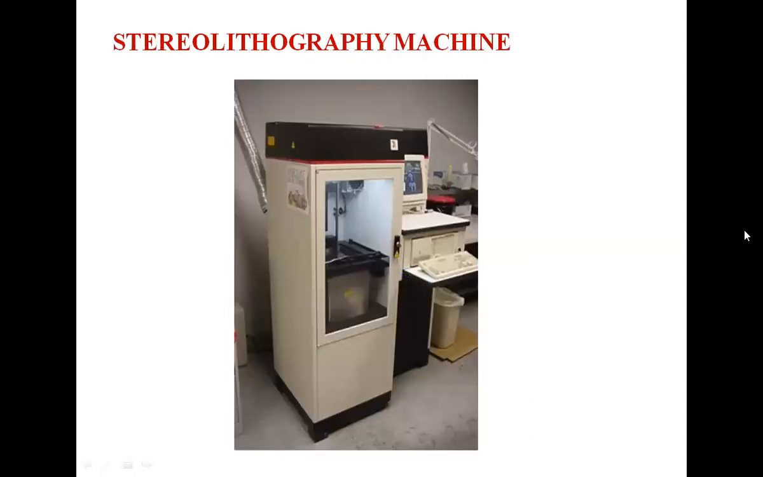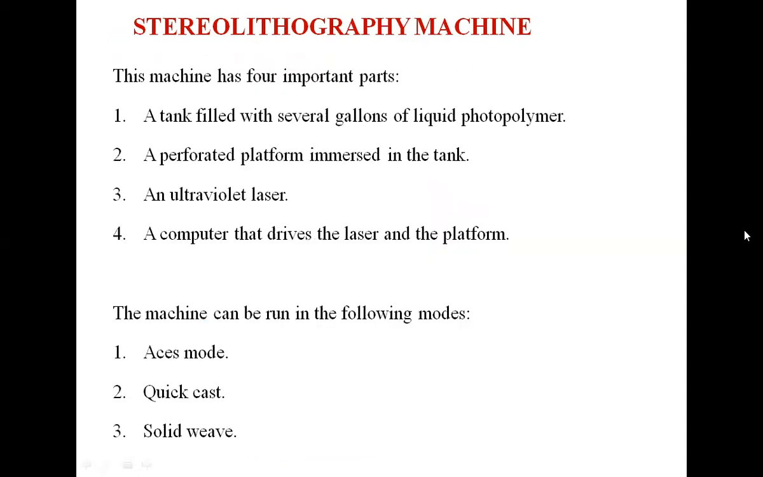Next one is the stereolithography machine. This is a stereolithography machine. The machine has four important parts: a tank with several gallons of liquid photopolymer, a perforated platform immersed in the tank, an ultraviolet laser, and a computer that drives the laser and the platform.